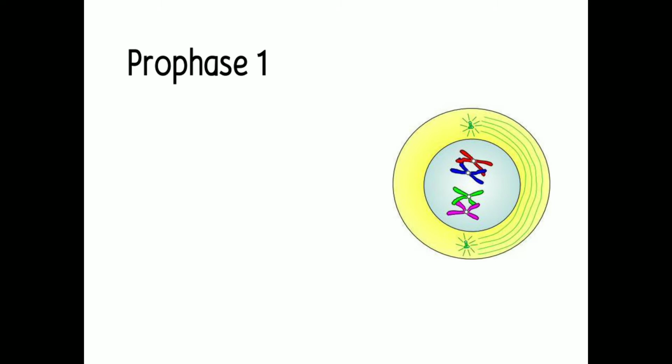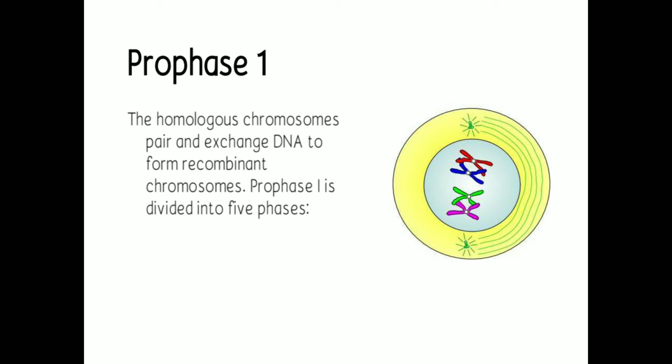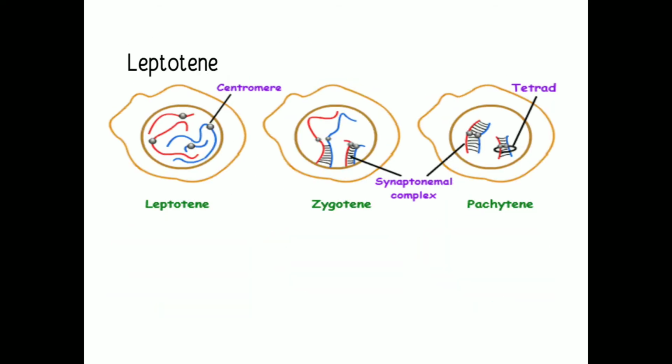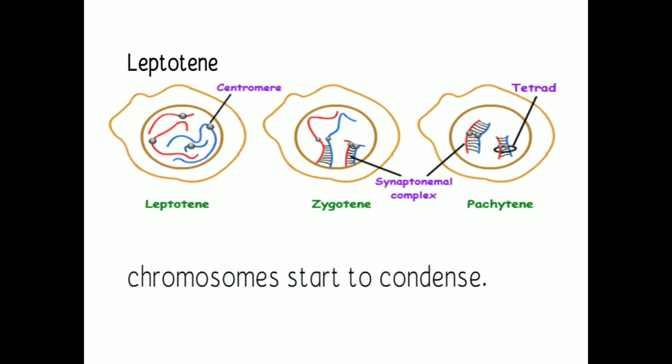Followed by the interphase, we have prophase 1. During prophase 1, the homologous chromosomes pair and exchange DNA to form recombinant chromosomes. Prophase 1 is divided into 5 phases, namely leptotene, zygotene, pachytene, diplotene, and diakinesis. For the leptotene of prophase 1, during this phase, the chromosomes start to condense. In addition, the appearance of the chromosomes at this stage of prophase 1 is likened to a string of beads, and these beads are what we call the chromomeres.